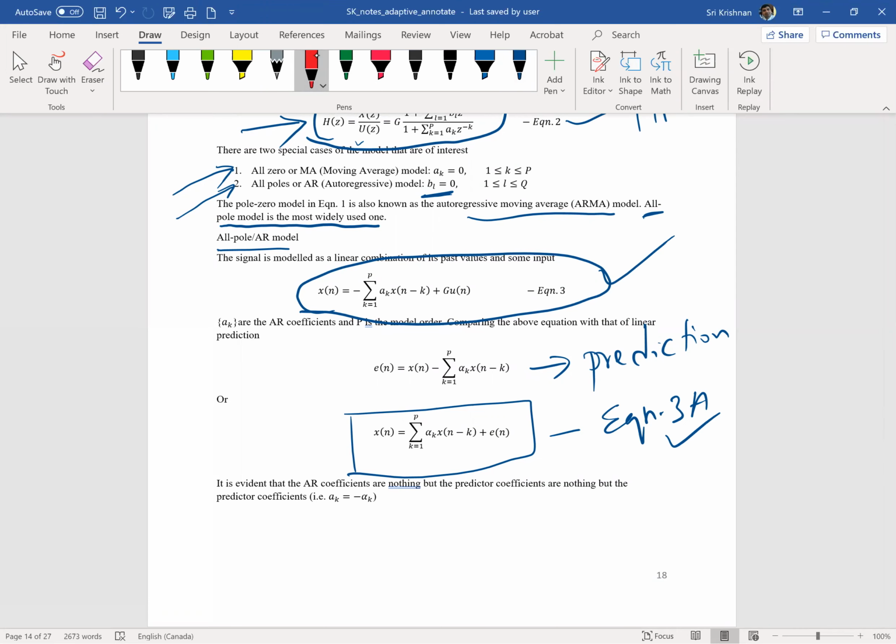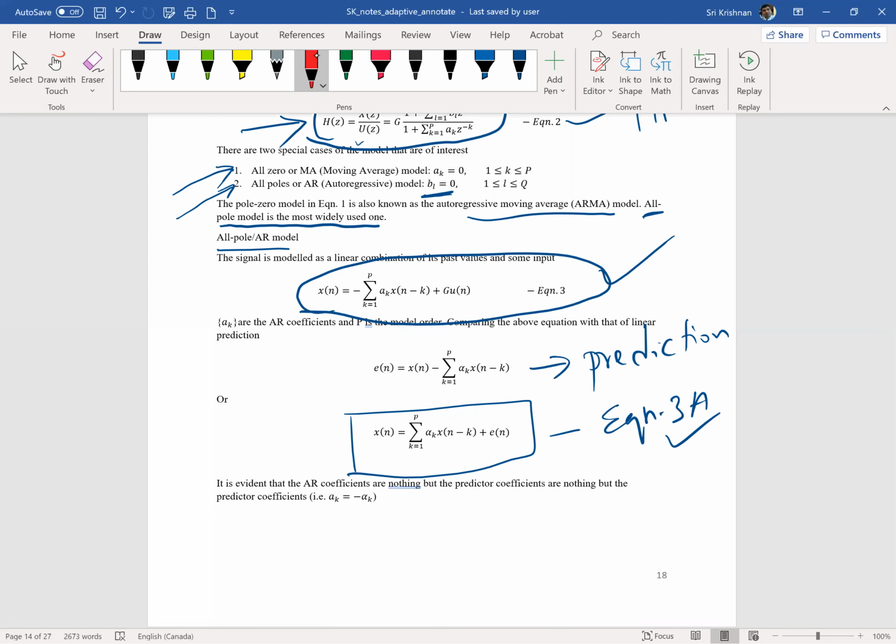Equation 3 was coming out of the modeling exercise. Okay, we started with a pole-zero model. Then we realized, okay, let's only work on the all-pole model. So that's what the equation 3 expression is about. All-pole model. It's a model.